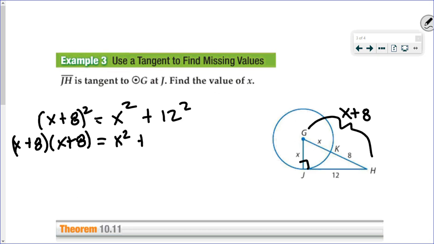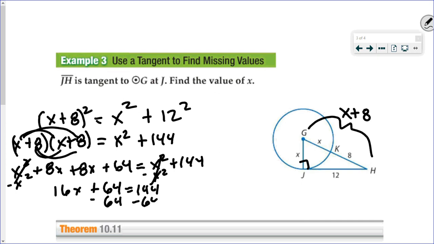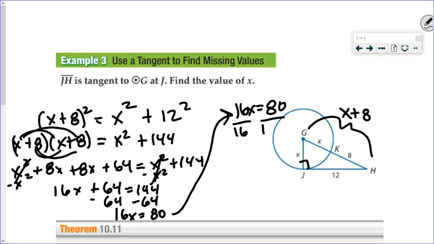That should equal x squared plus 144. If we FOIL over here, we get x times x, x squared. X times 8, it's 8x, plus 8x, plus 64. Okay. If we want to move all of our x's here to the left, the x squareds cancel on both sides. So that leaves us 16x plus 64 equals 144. Subtract 64 here. Gives us 16x equals 80. Divide by 16. Gives you x is equal to 5.